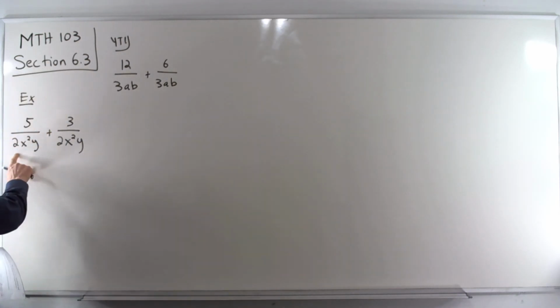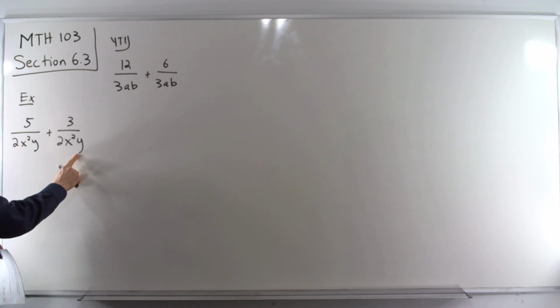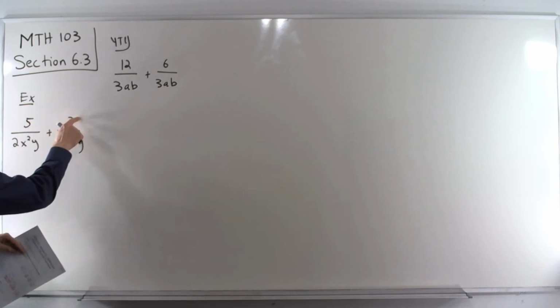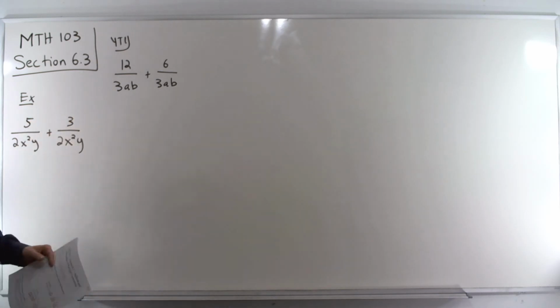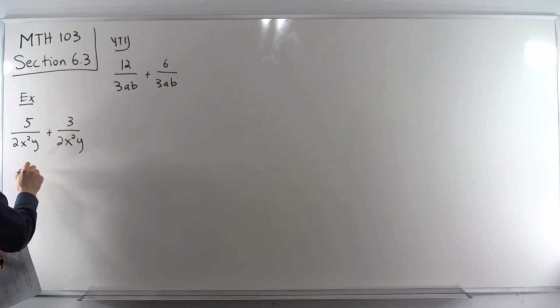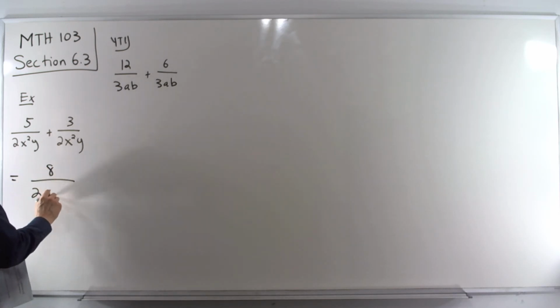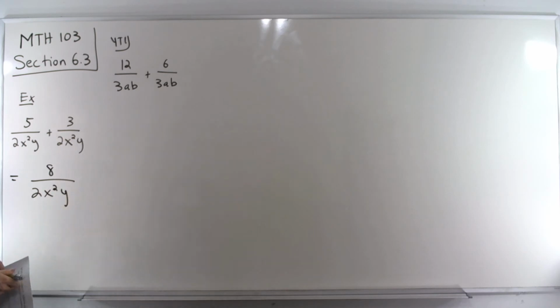So we got 2x squared y as the common denominator. So all we have to do here, if you look at the procedure, is add or subtract the numerators, and we'll leave the denominators exactly the same. So that gives us 8 over 2x squared y.